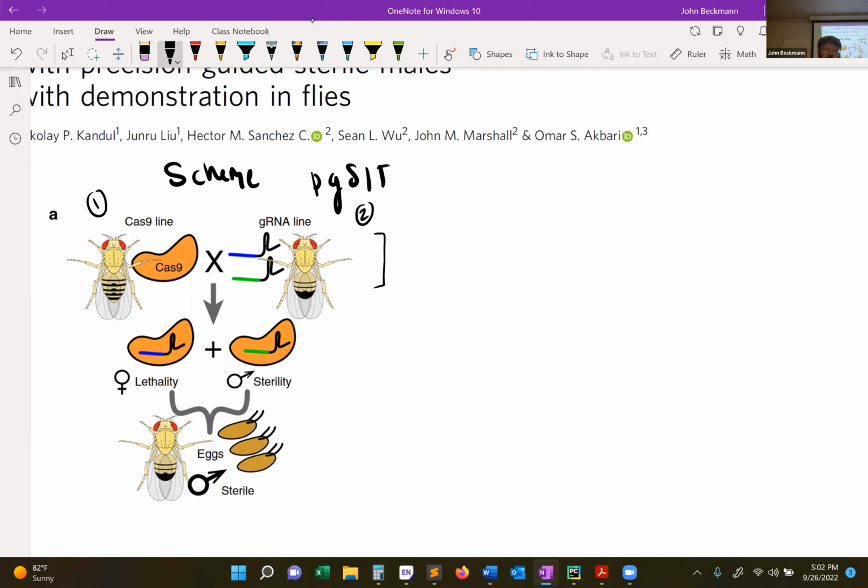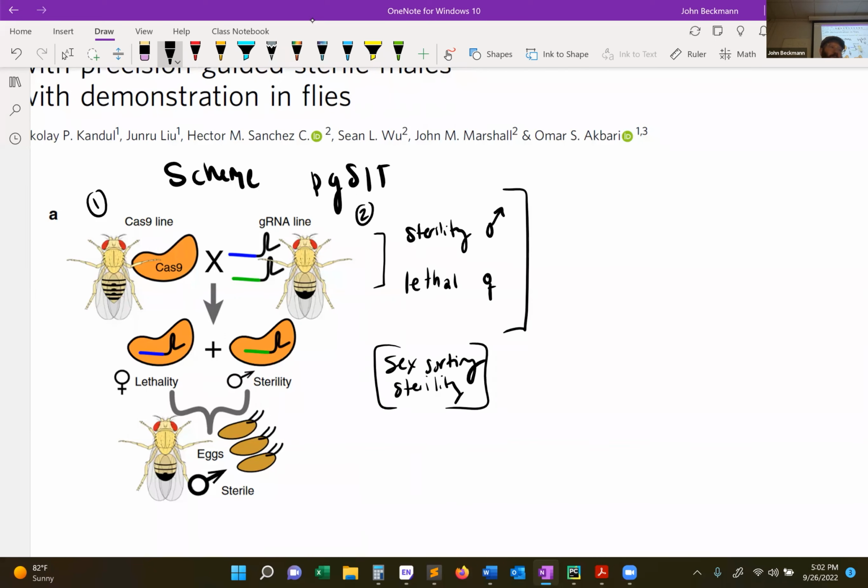It explains it in the diagram, but what are these guide RNAs? What do they do? They cause either sterility in males or a lethal factor: sterility in males, and lethal for females. So you get a two birds, one stone, 2 in 1, which translates to sex sorting and sterility all in one step. If you read their introduction closely, that's one of the main benefits they argue for this system: simultaneous sex sorting and sterility. So everybody, this makes sense.